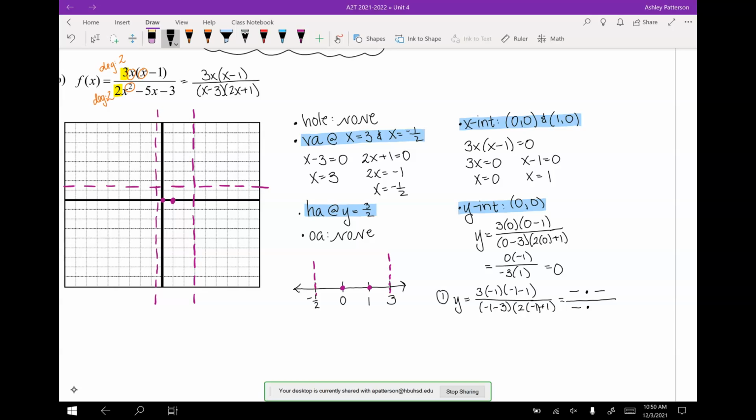And then 2 times -1 plus 1, is that a positive or a negative number? Negative. The reason I like the factored form is it allows me to deal less with the numerical value and more with the signs. In the numerator, what's a negative times a negative? So we have a positive divided by a positive, which is positive. So in that first region, our graph is going to be above the x-axis.